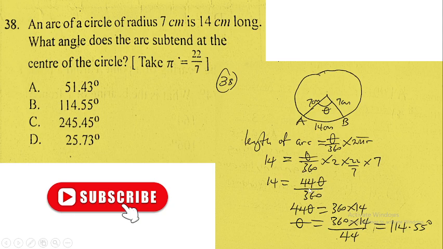You can cross multiply from there. 14 times 360 equals 44 theta. Then from there, divide both sides by 44. Theta will be equal to 360 times 14 over 44, and that will give us 114.55 degrees.